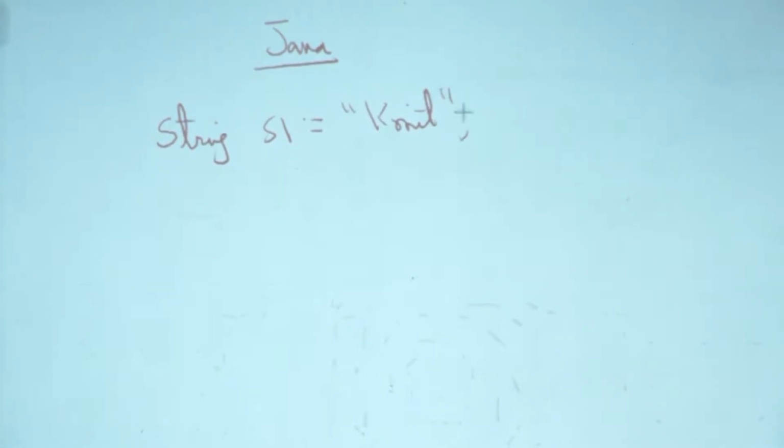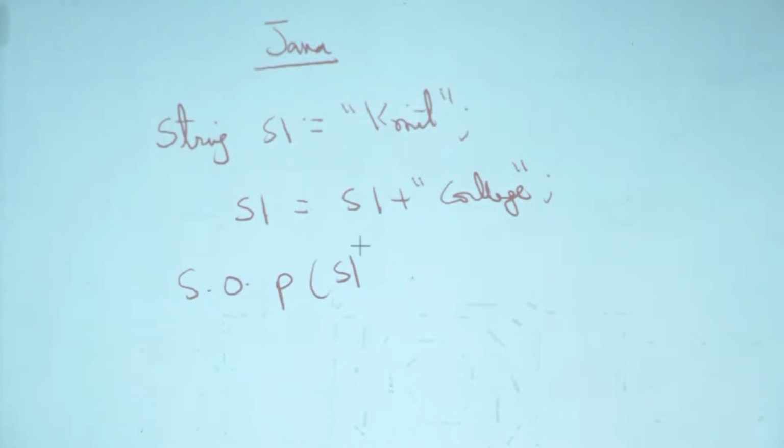Now, I will do something very simple. Just watch. I am now only in the Java world, not in the C++ world. So I will say String S1 is equal to, let's say again, KMIT. Then I will say S1 is equal to S1 plus, let's say, college. Now this line will work, and when I say SOP S1, I will get, as expected, KMIT college. So this is going to work, there is no problem.